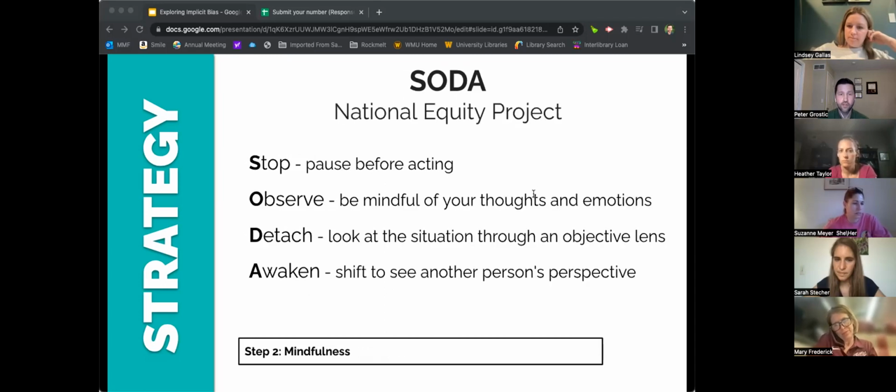Okay, finally, I want to talk about a mindfulness strategy. So if you're not into being a daily 10 to 20 minute mindfulness practitioner, you might want to try SOTA. Okay, SOTA stands for stop, pause before acting, observe, be mindful of your thoughts and emotions, detach, look at the situation through an objective lens, and awaken, shift to see another person's perspective. This is one possible way to utilize the skill of mindfulness without having to set aside 20 minutes a day.